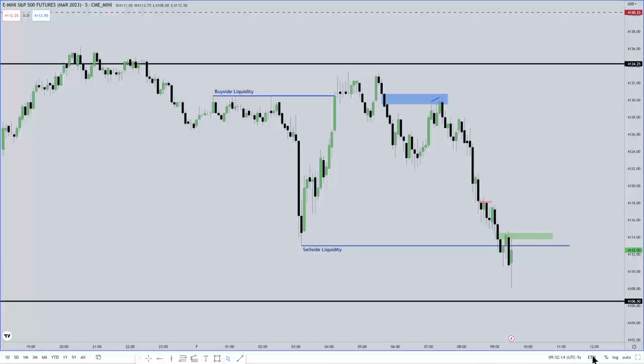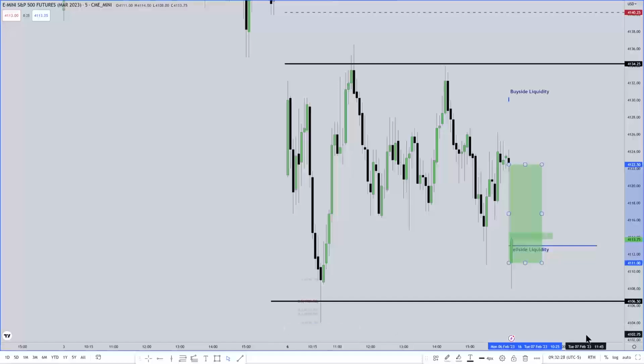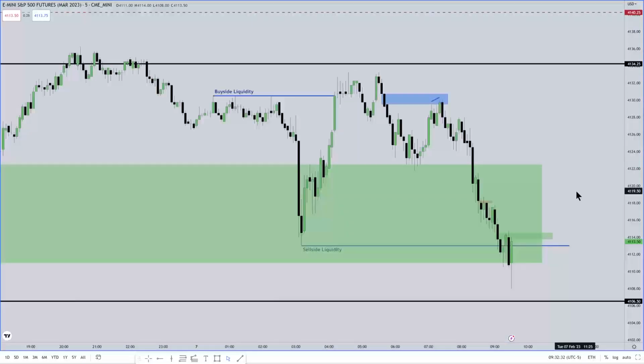Let me see if I can make a visual aid here. So theoretically, what I'm saying is from the close of yesterday to the open of today, this range is likely to be traded back up into. So all of this here. And where does it take us up into? That fair value gap, which is why I mentioned it earlier.